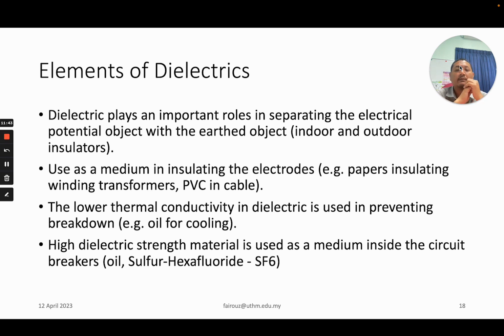So if we have insulation and at the same time it has good thermal conductivity, meaning it is good for dissipating heat, then we can use it for cooling as well. Not just for electric insulation, but for cooling as well. And then high dielectric strength material is used as the medium inside the circuit breaker.